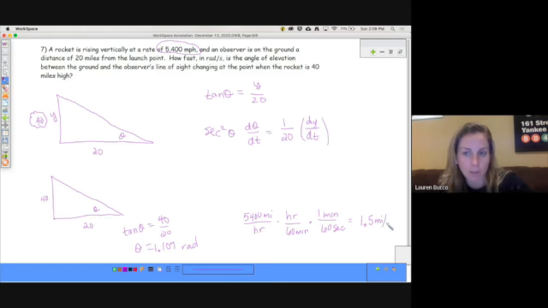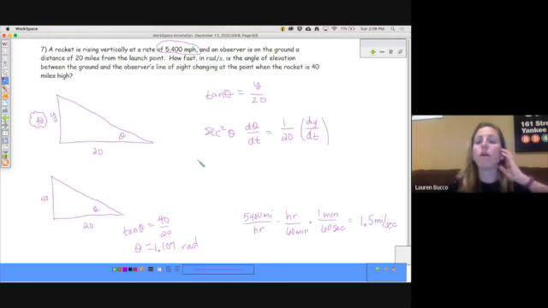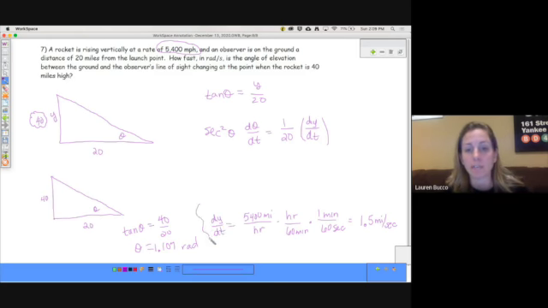So I did that in my calculator. I'm just taking it from my answer key right now. 1.5 miles per second. So that's what my dy dt is in the correct units. So just be careful there when you're plugging in. So now I think I have everything I need to plug in to find d theta dt. So secant squared of 1.107 times d theta dt, what I'm looking for, is equal to 1 over 20 times 1.5.